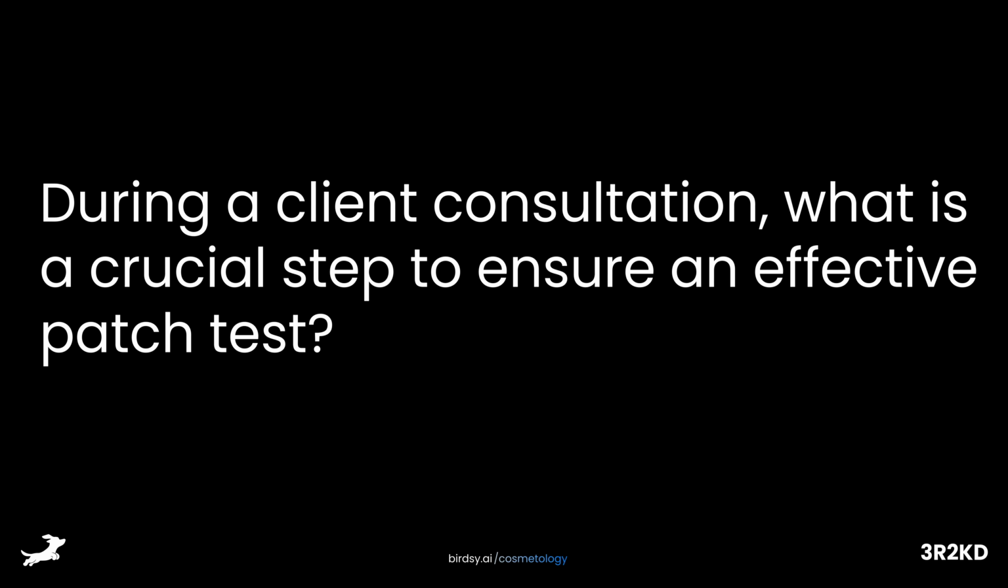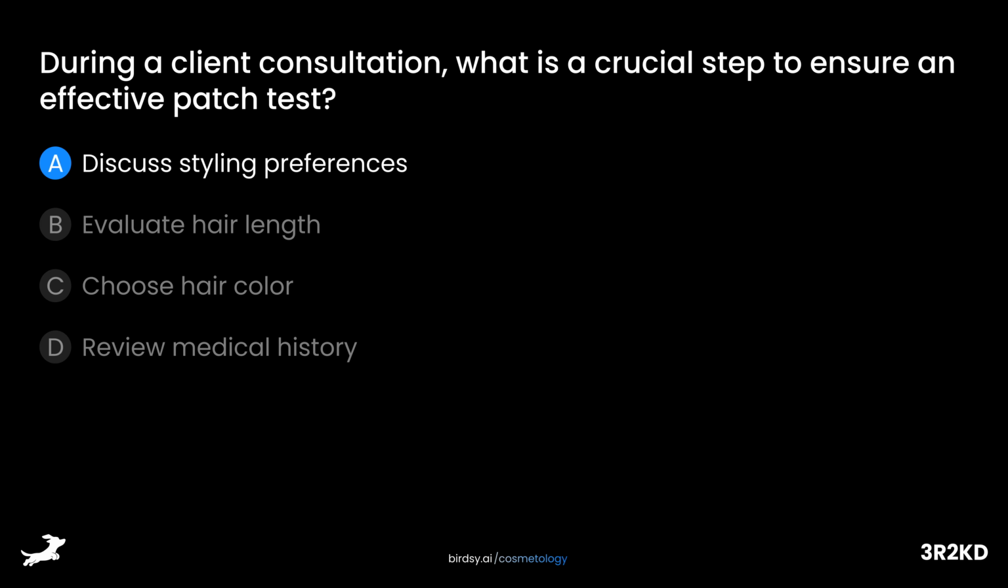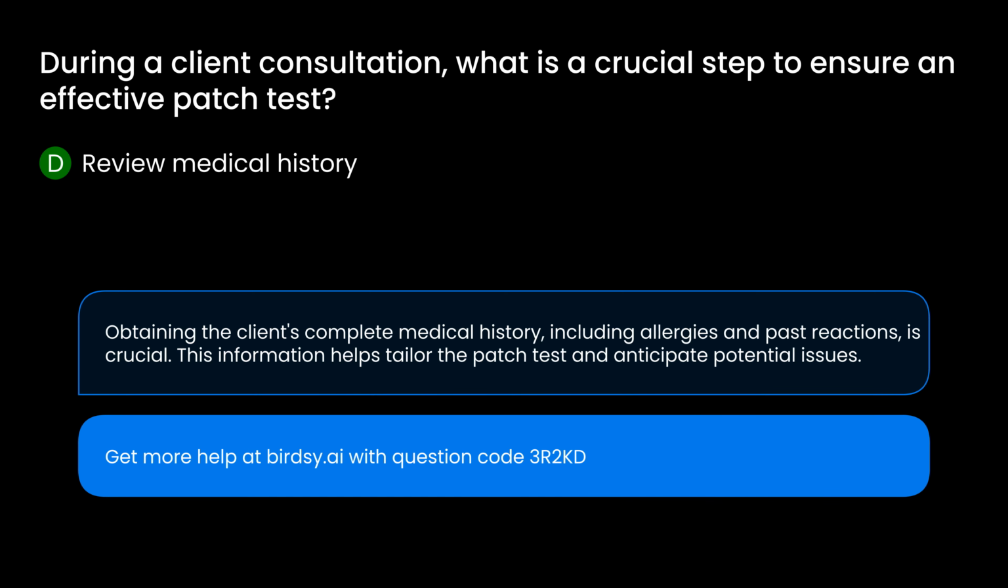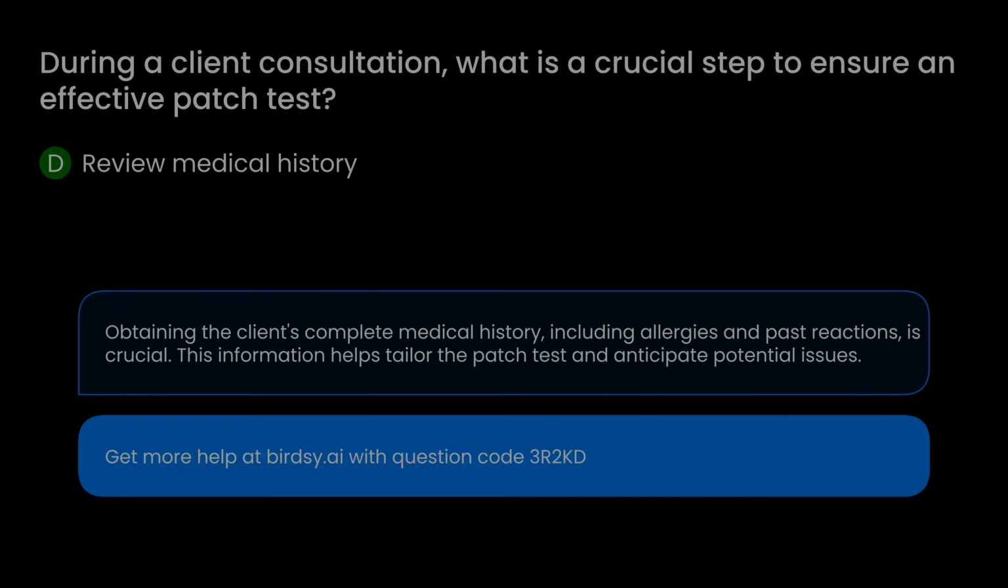During a client consultation, what is a crucial step to ensure an effective patch test? Is it A, discuss styling preferences, B, evaluate hair length, C, choose hair color, or D, review medical history? The answer is D, review medical history. Obtaining the client's complete medical history, including allergies and past reactions, is crucial. This information helps tailor the patch test and anticipate potential issues.